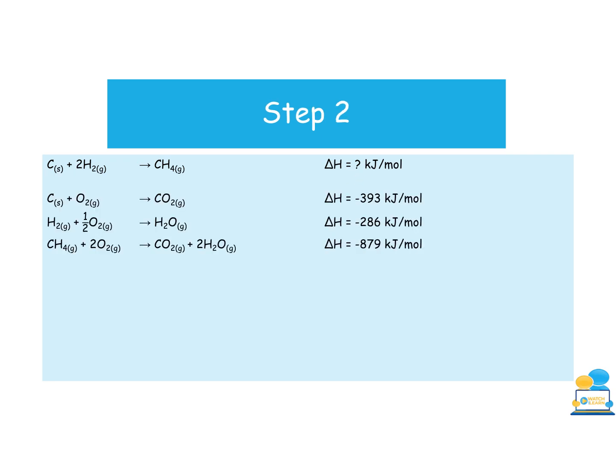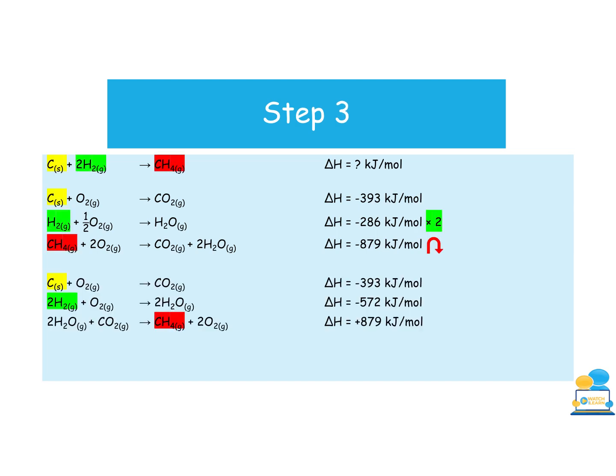In step 2, you write down the equations needed. The equations needed in this case are given to us, which is quite handy. We have the 3 of them here, and you need to write them down directly underneath where you've written the equation that you're looking for. Step 3 then is you need to rearrange the equations so that the reactants and products are on the same side as the equation you're looking for. I've kind of done it all in the one step here, but when I'm going through an exam question, you'll see exactly how we do it.